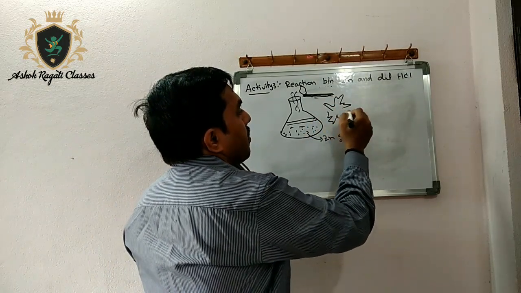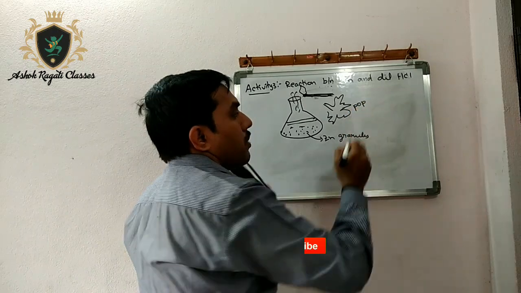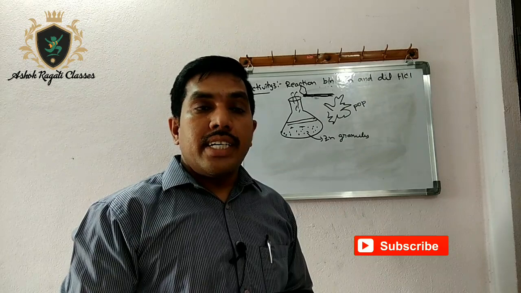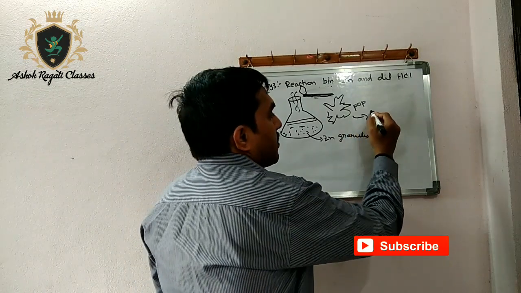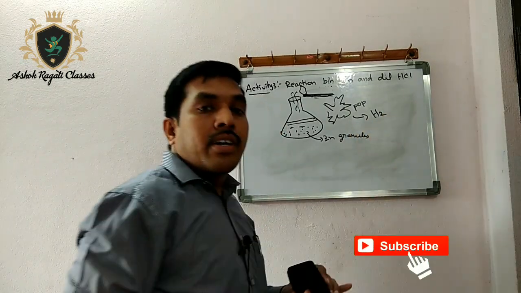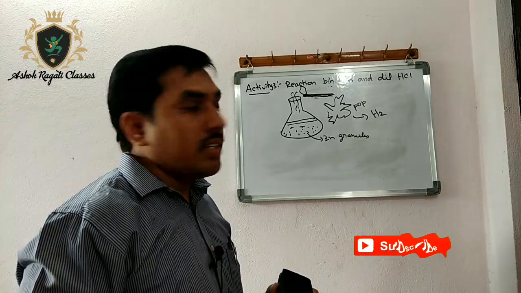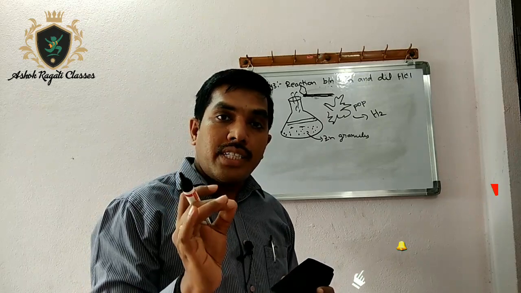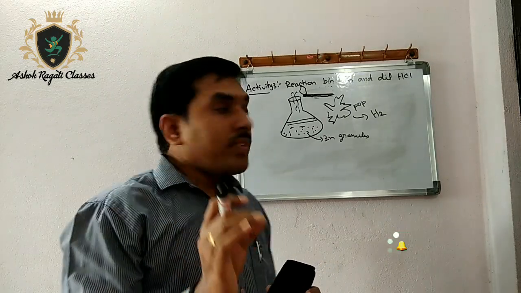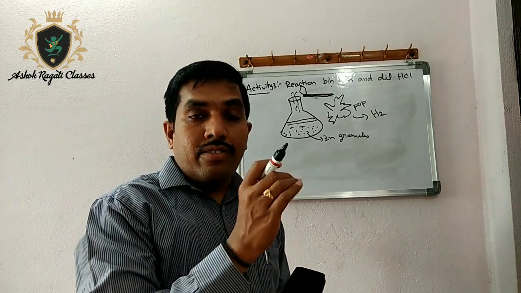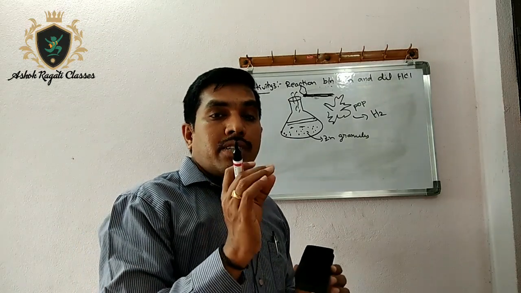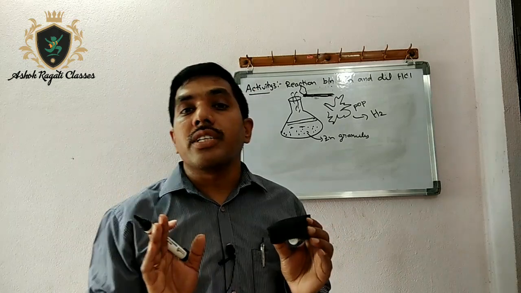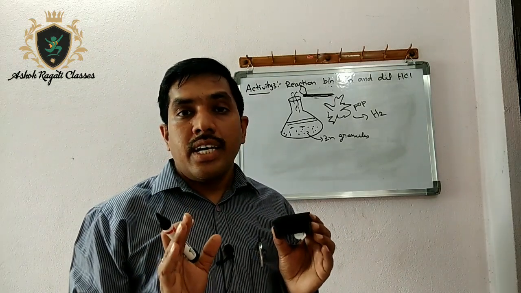Giving a pop sound is an indication that the gas is hydrogen gas. Giving a pop sound is a characteristic of hydrogen gas liberation. So how to identify hydrogen gas? If you take a matchstick nearer to the place where it is evolving, and it bursts with a pop sound, that is the indication for hydrogen gas liberation.